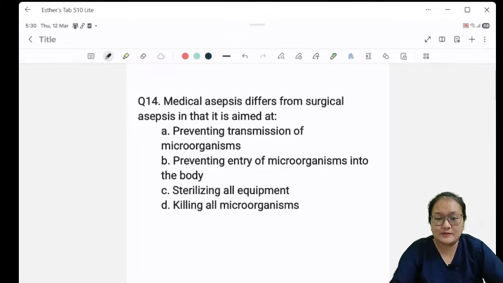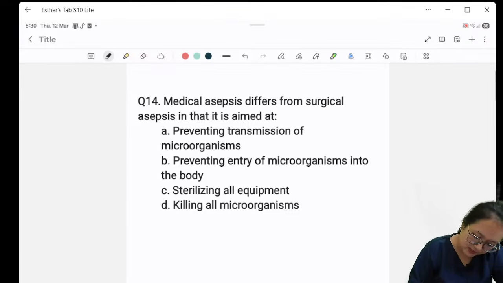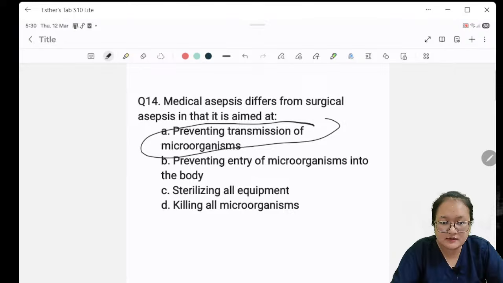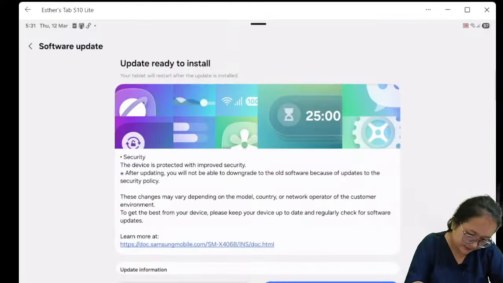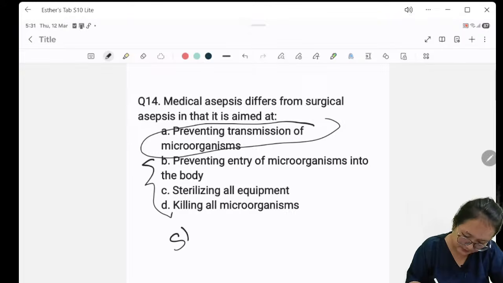We have known that in medical asepsis, we try to reduce the number of microorganisms and we try to prevent the transfer of microorganisms, right? So A is mostly the right answer. Seeing B, C and D: preventing entry of microorganisms, sterilizing all equipment, and killing all microorganisms come under sterilization, which is surgical asepsis.